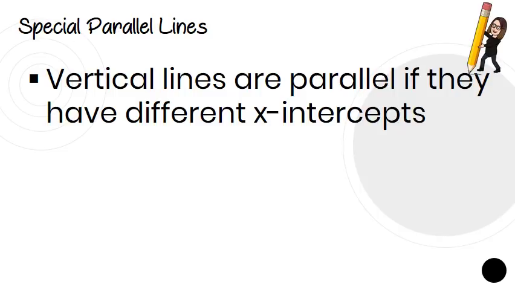There is one case of special parallel lines, and that is vertical lines are parallel if they have different x-intercepts. So let's quickly just think about vertical line slopes. Vertical line slopes are undefined. So therefore I can't use the same description of having the same slope. So in a special case like this, we generalize it and just say all vertical lines are parallel if they have different x-intercepts.